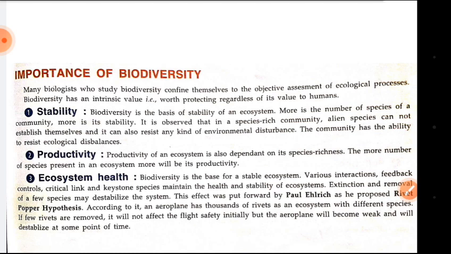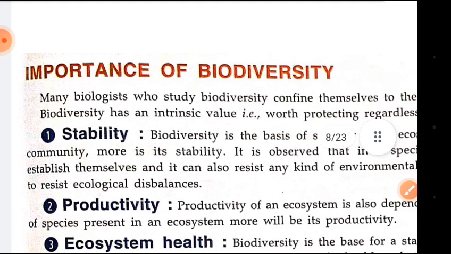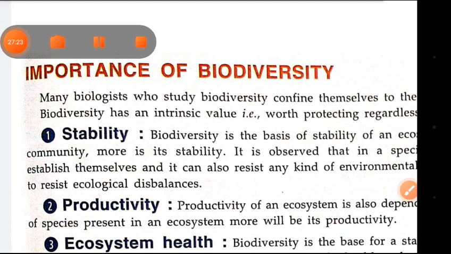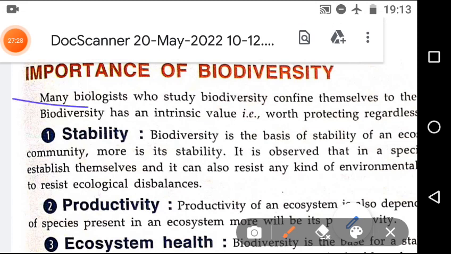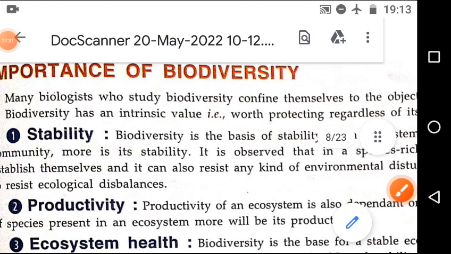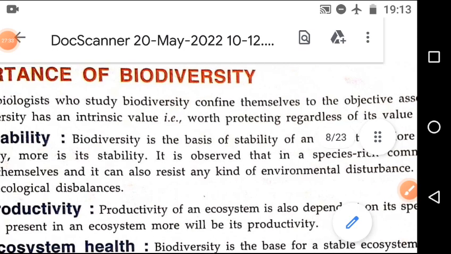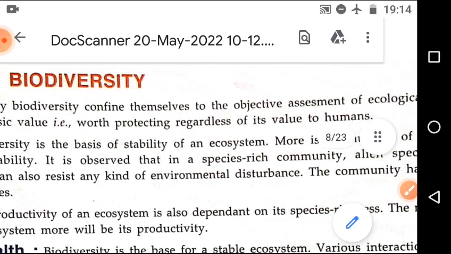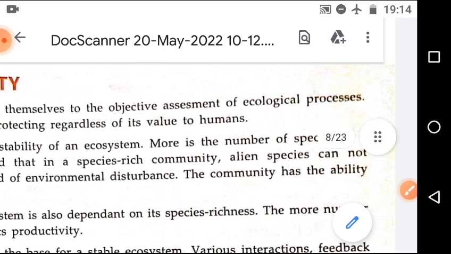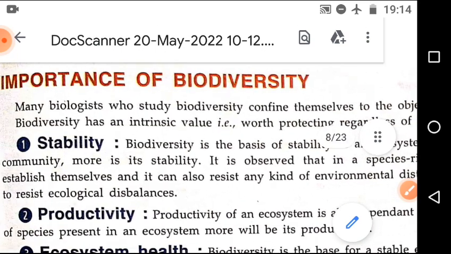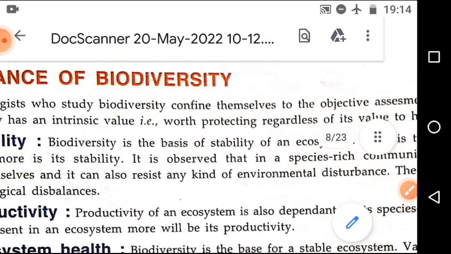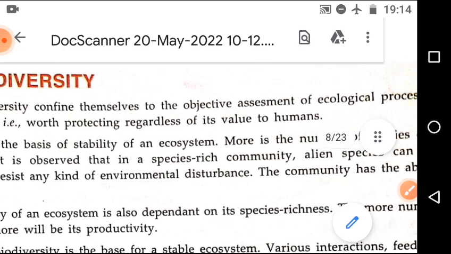So why is biodiversity important? The importance of biodiversity has been stated here. I am saying line by line, just go through it, and I am trying to discuss in detail one by one. Look from here. Many biologists who study biodiversity confine themselves to the objective assessment of ecological process. Again, I repeat, many biologists who study biodiversity confine themselves to the objective assessment of ecological process.